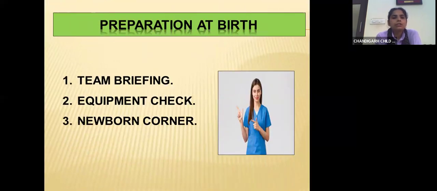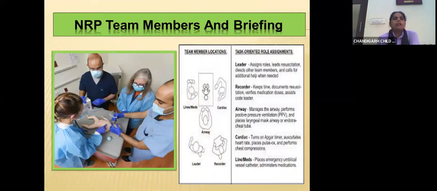Then we'll discuss the preparation at birth. There are three major points in preparation at birth. First is the team briefing, then equipment check, and the newborn corner. Team briefing is very important because in neonatal resuscitation, 5 persons are required in protocol, but most of the time 3 persons are required. One handles the respiratory part, the second checks the cardiovascular part and CPR, cardiopulmonary resuscitation, and the third maintains the intravenous IV line. So it is very important that team briefing is done before attending any type of delivery.